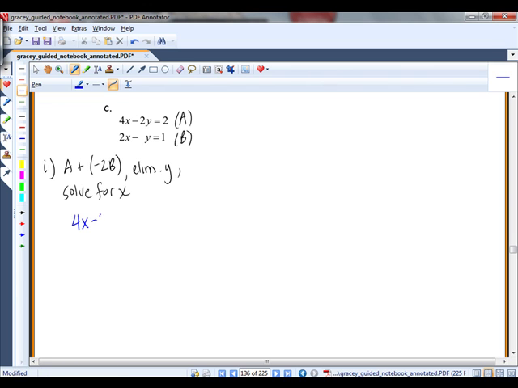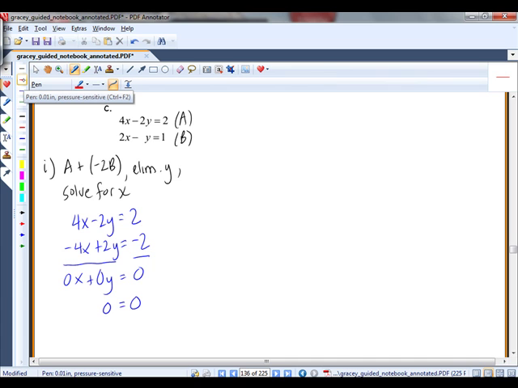So A is unchanged. And equation B, if I multiply that by -2 throughout, do you see I'll get -4x plus 2y equals -2. I multiplied each term by -2. And when I add that together, I get 0x plus 0y is equal to 0. 0 equals 0. What do you think? Weird one, huh? Is that true or false? It's true, right?